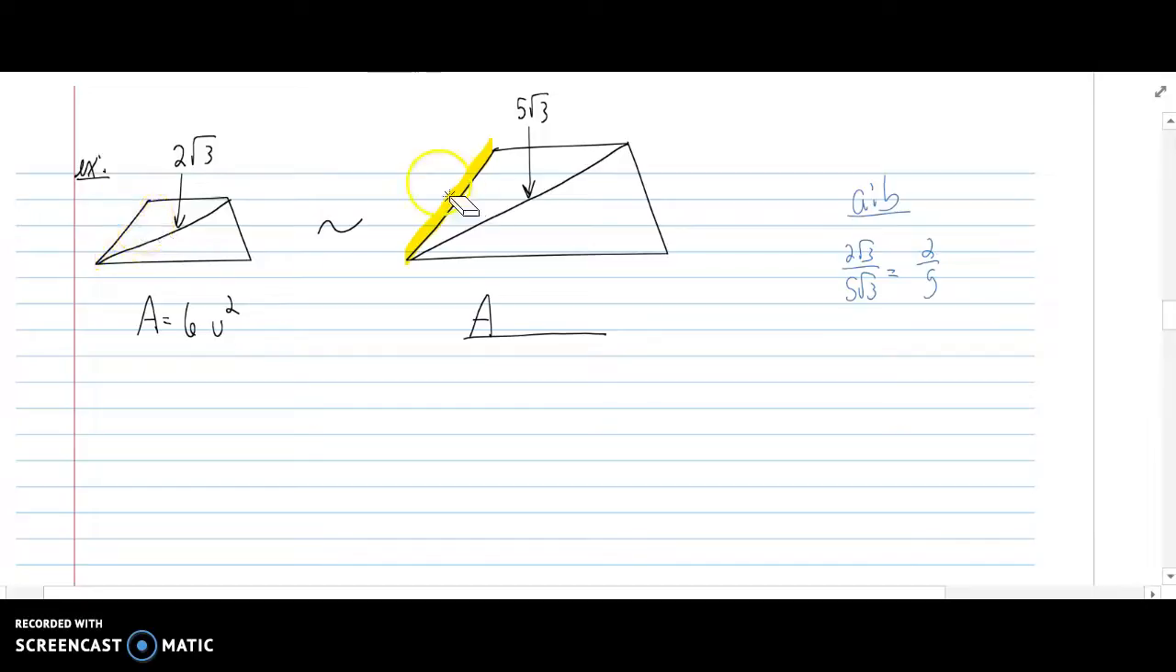I don't care about those lengths because they're not going to help us find the area. In fact, I don't have enough information to calculate any areas. However, we are given the area for the one on the left. We're going to use that to our advantage.